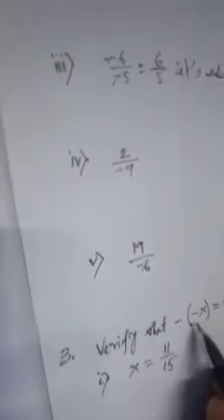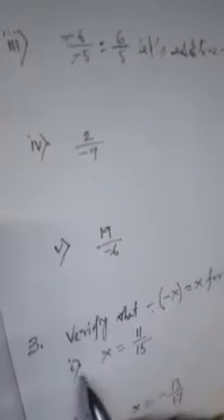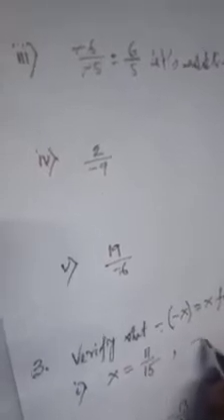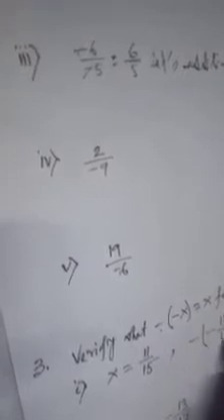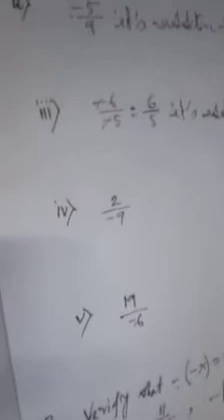In question number 3, verify that minus of minus x equals x. This is a property: minus of minus x equals x. For question 1, if x equals 11/15, let us check whether minus of minus x equals x or not. So we can write minus of minus 11/15. If we remove the bracket, then it becomes minus multiplied by minus, then it becomes 11/15. It is proved.